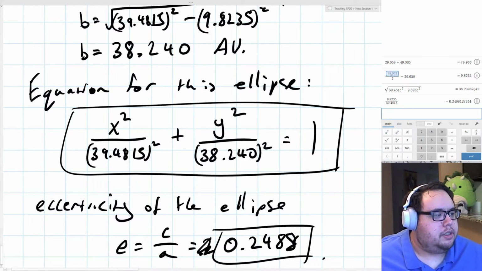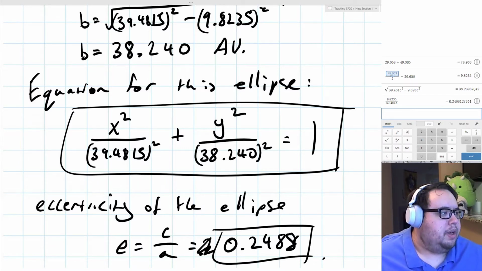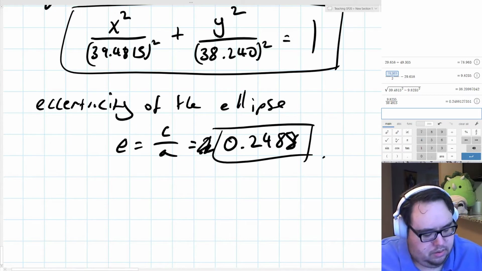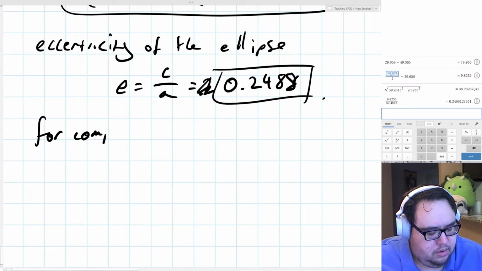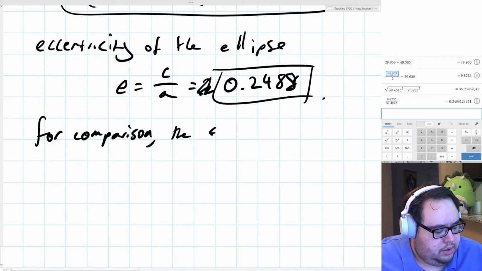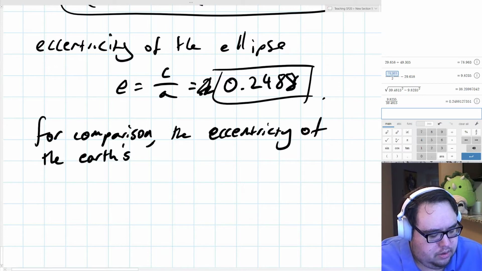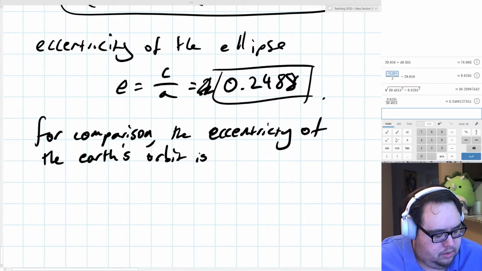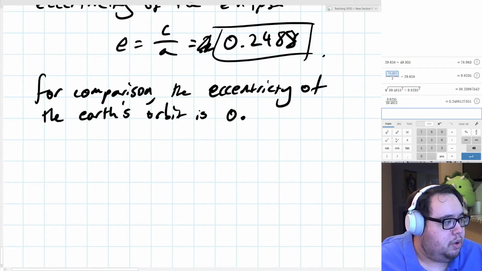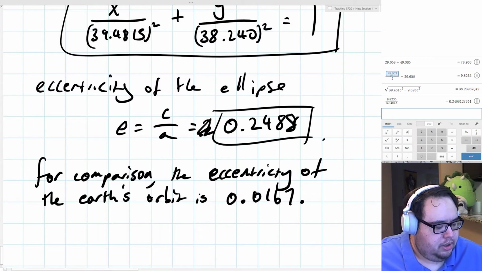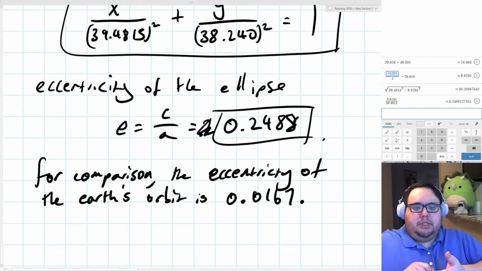Mercury also has a very eccentric orbit, but the eccentricity of Neptune, for instance, is 0.009, and the eccentricity of the Earth's orbit is 0.0167. So Pluto is significantly more eccentric than the Earth is, more than 10 times as eccentric, more like 15 times.